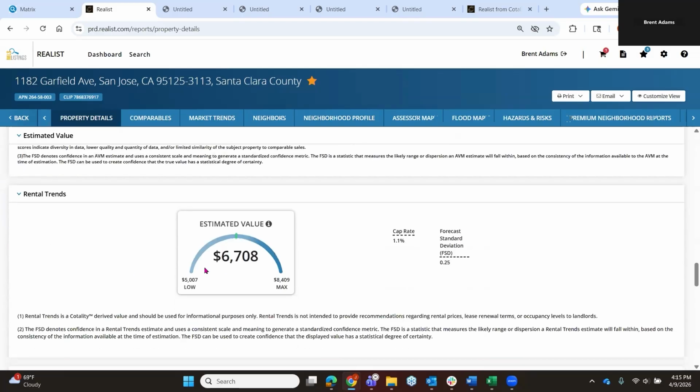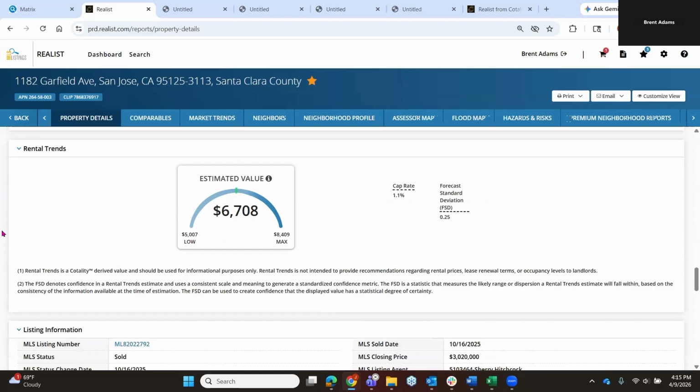Coming down a little bit lower, if you're someone who's into rentals, we'll let you know what this property could rent for on the high side, on the low side, and kind of the happy median right in the middle there too. So that's about what we think this property might rent for per month.